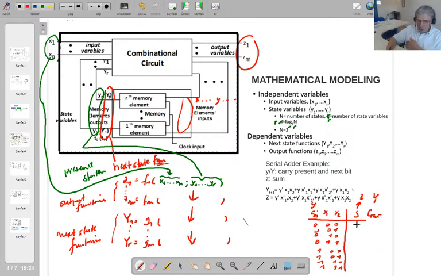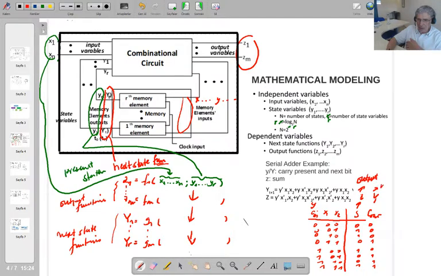So the sum is 0, carry is 0; sum is 1, carry is 0; sum is 1, carry is 0; and sum is 0, carry is 1. In here, sum is 1, carry 0; sum 0, carry 1; sum 0, carry 1; sum 1, carry 1. So these are the functions. Now this function is the output function.